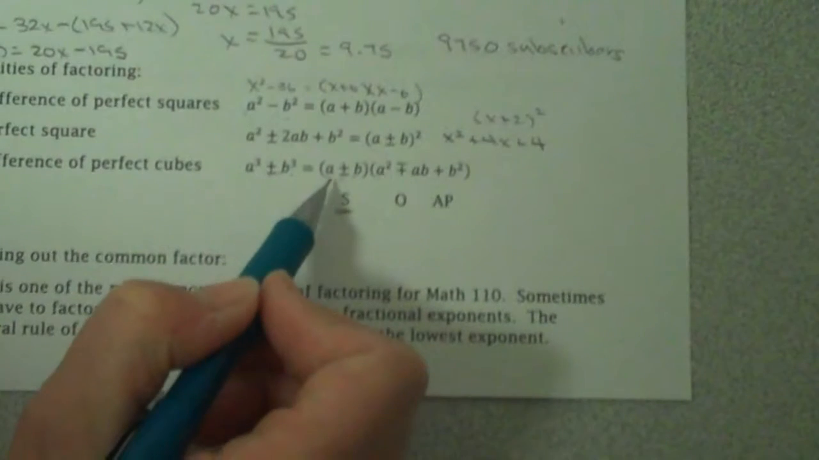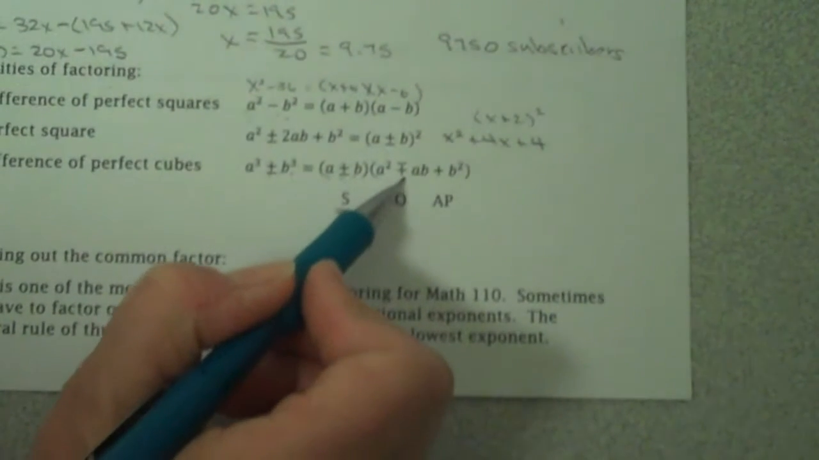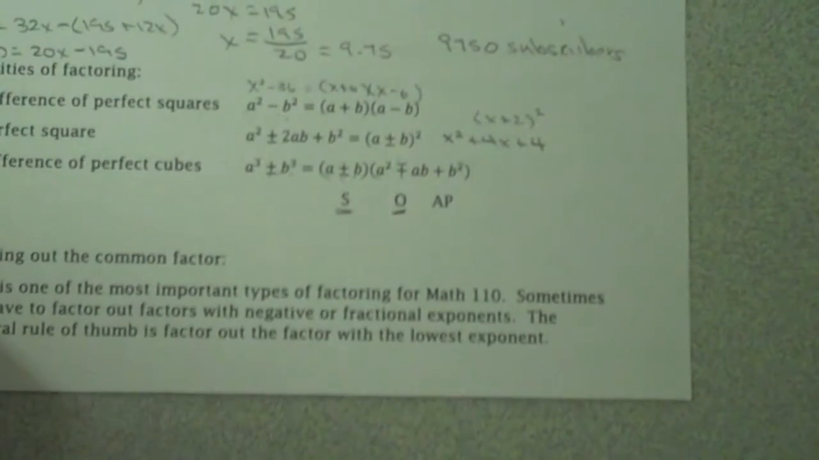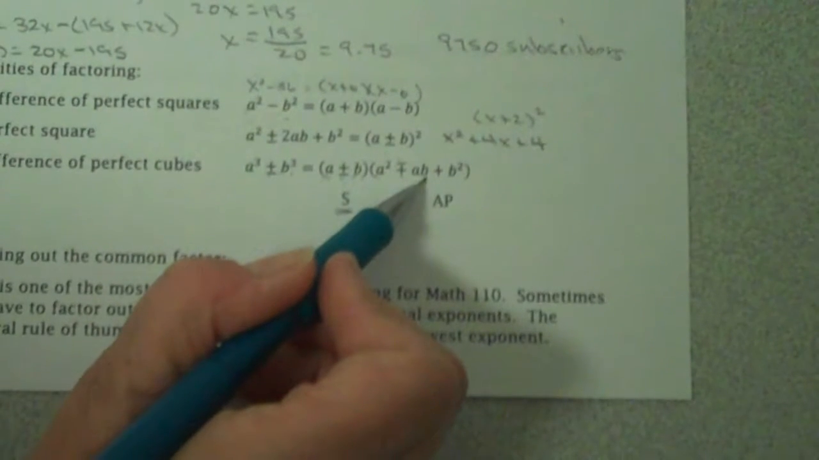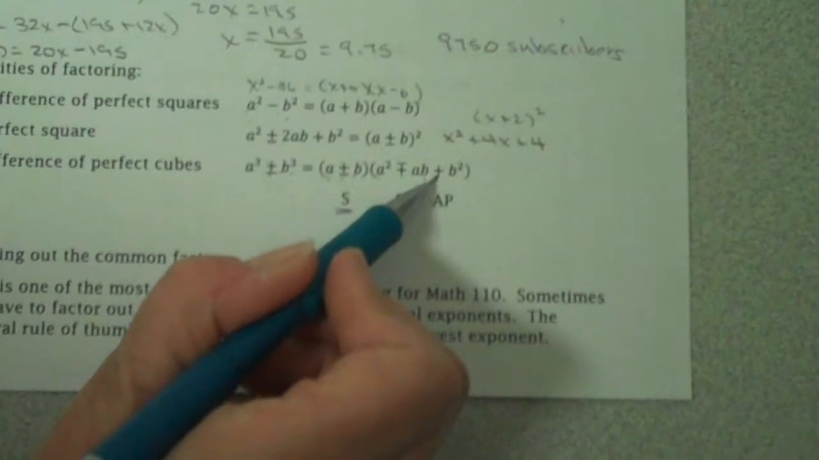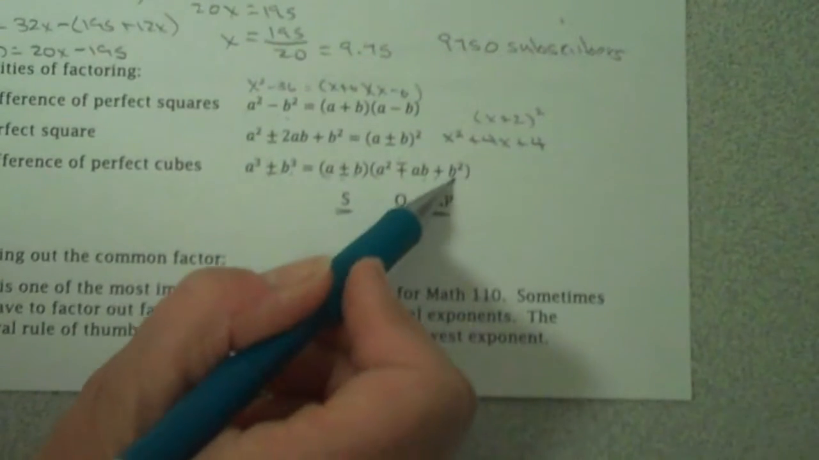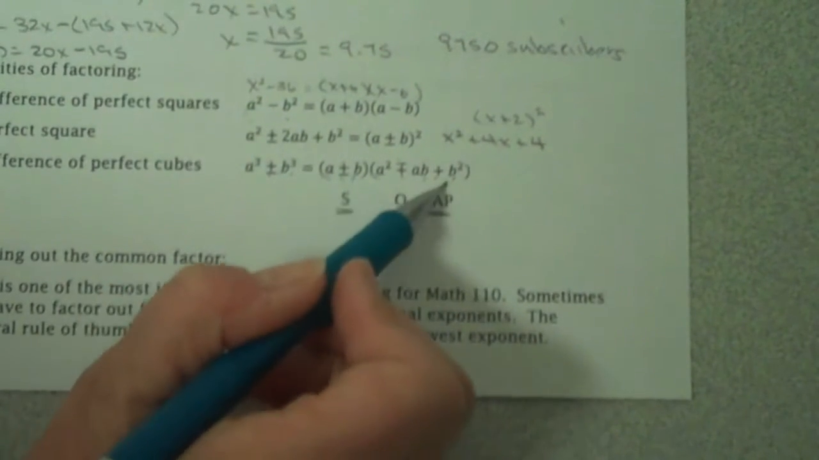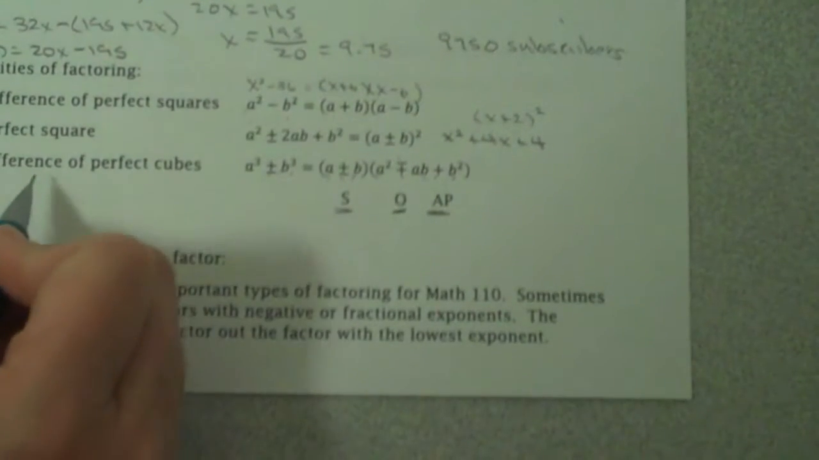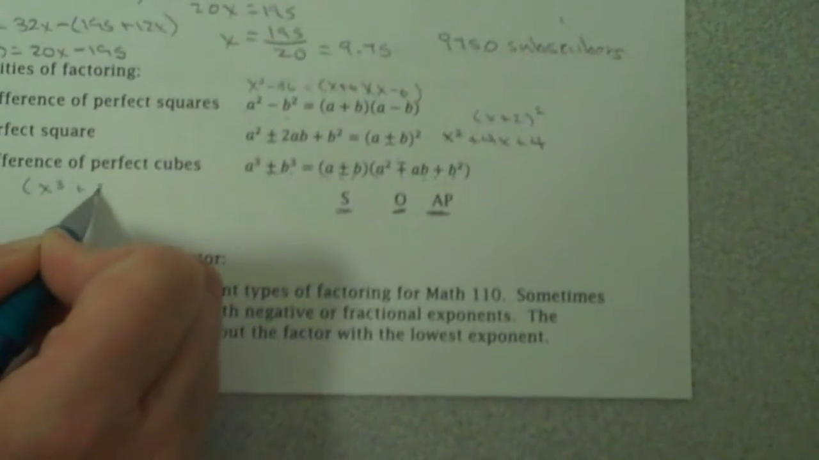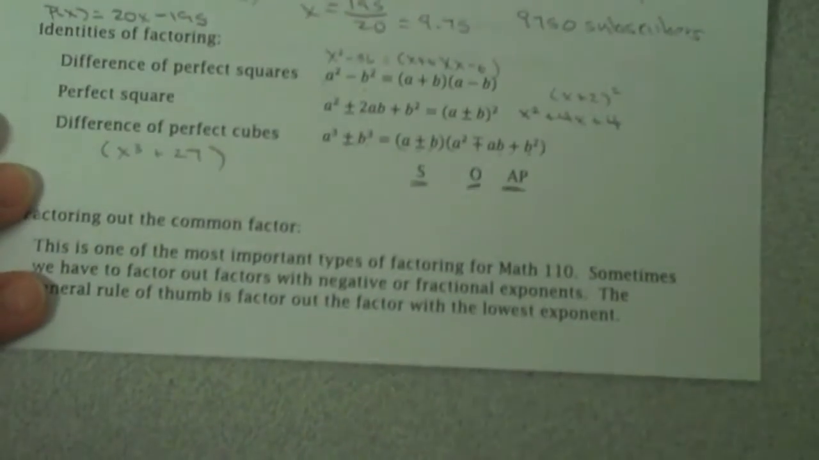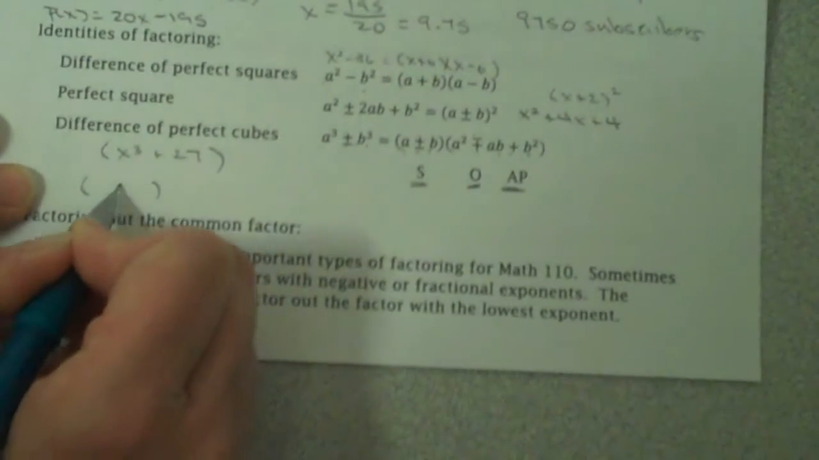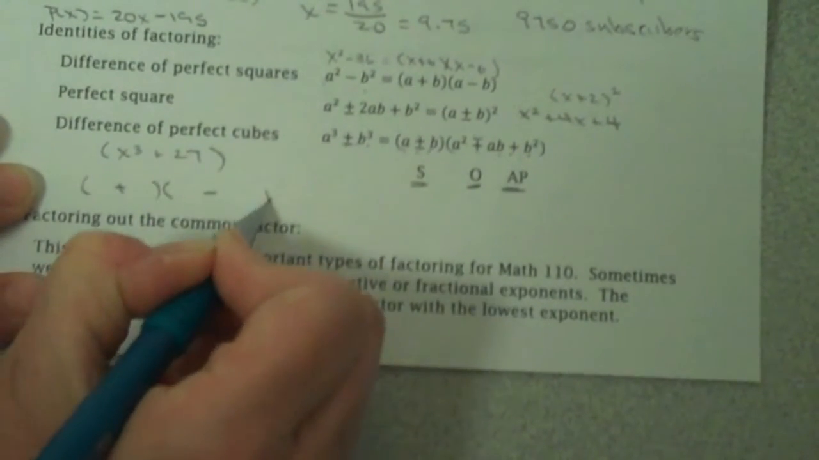Then I'm going to square whatever I put first. And I'm going to use the opposite sign. So that's why this is turned upside down. O stands for opposite. Then I'm going to multiply together whatever A and B are, put it in the middle. This is always positive. That's why it just is a plus, always positive. And then we're going to square whatever we put in for B. So that could look like this, x cubed plus 27. They're both perfect cubes. What you want to know is the signs go plus, minus, plus.